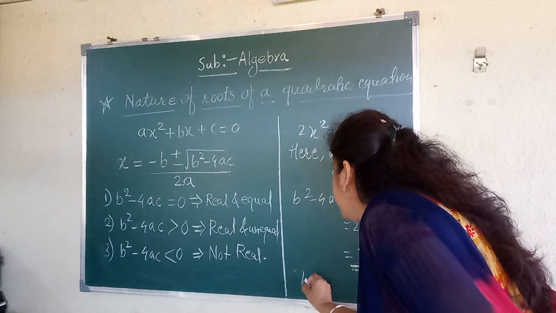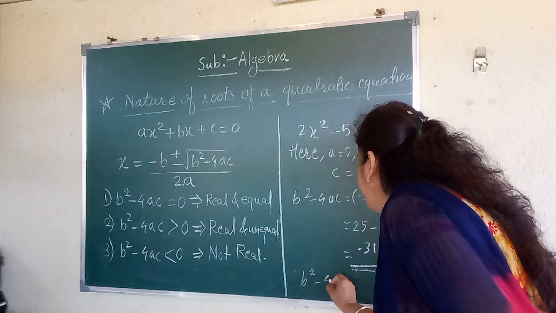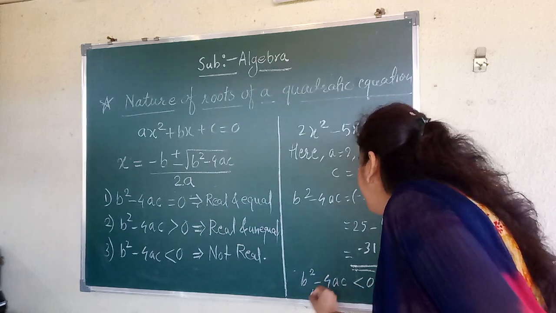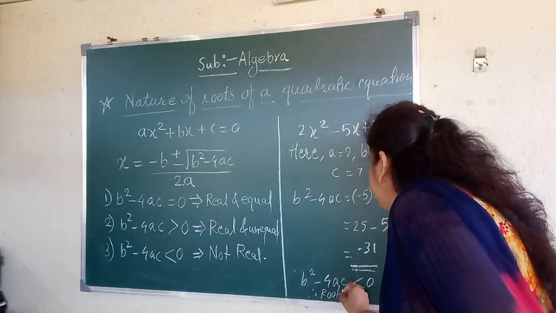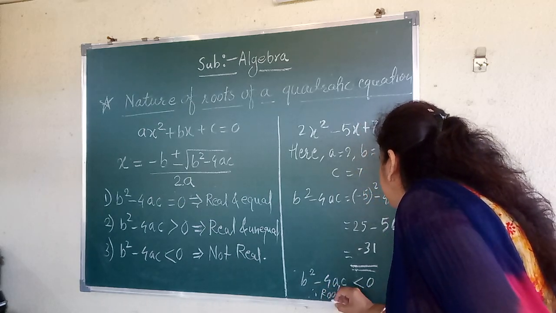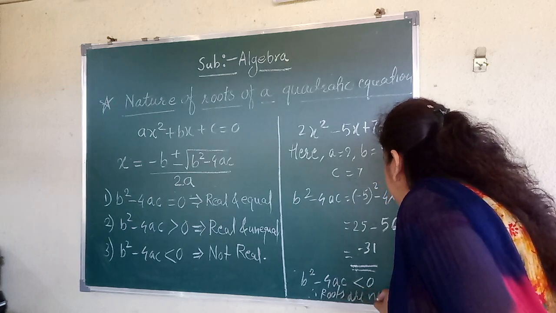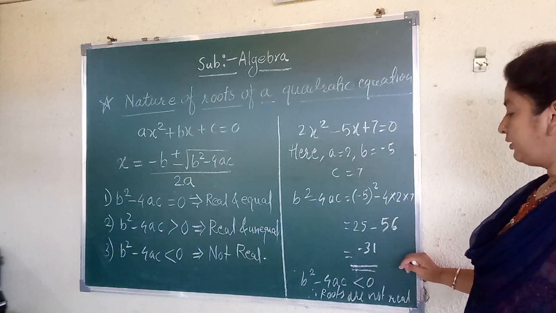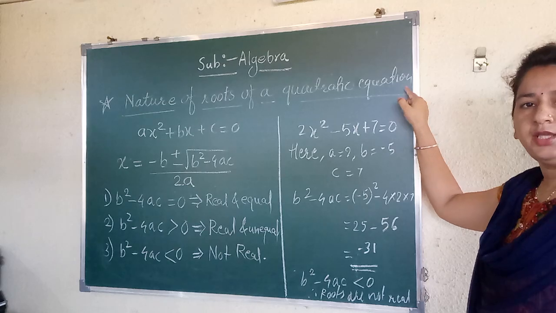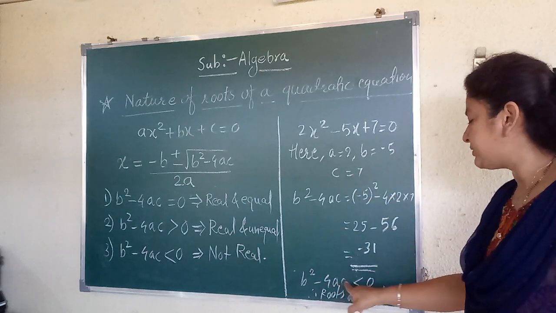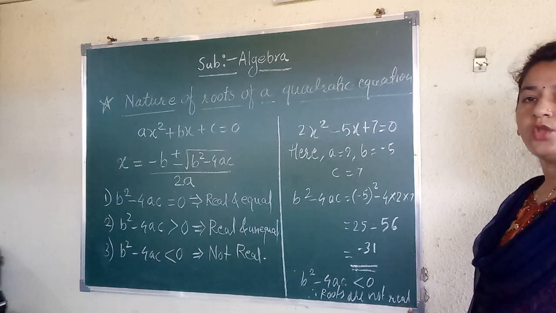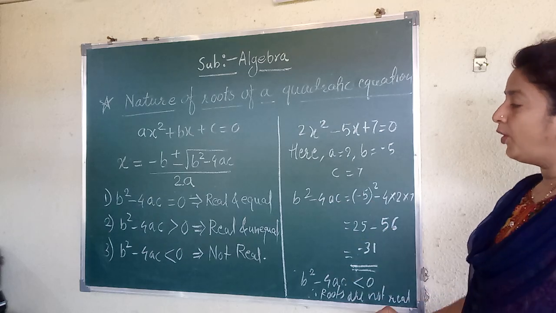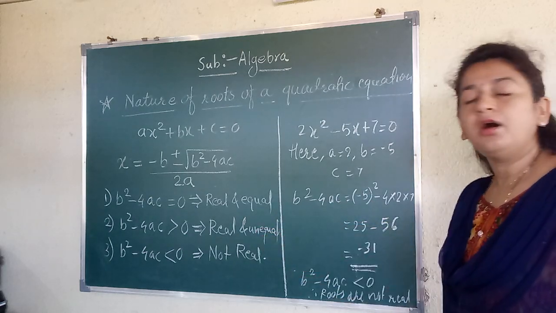We can write b square minus 4ac is less than 0. Therefore, roots are not real. In this way, we can find the nature of roots of a given quadratic equation. If b square minus 4ac is less than 0, the roots are not real. If it is equal to 0, they are real and equal. If it is more than 0, the roots are real and unequal.